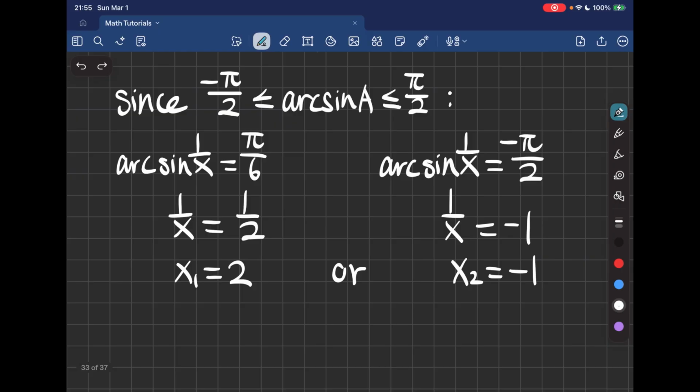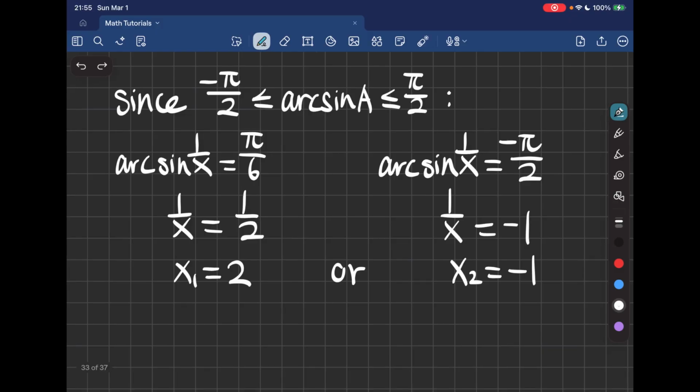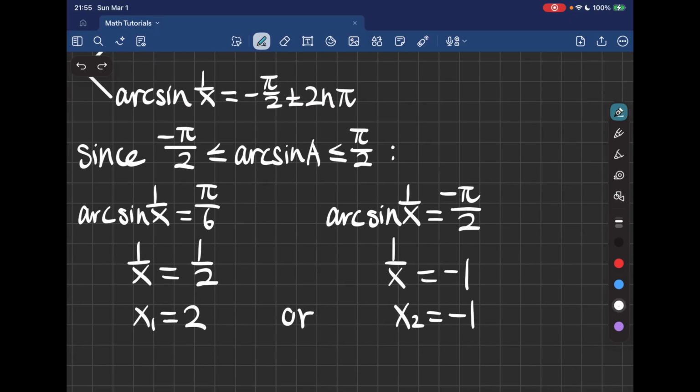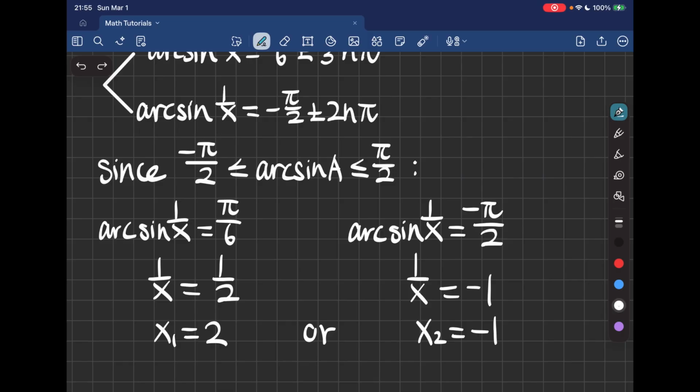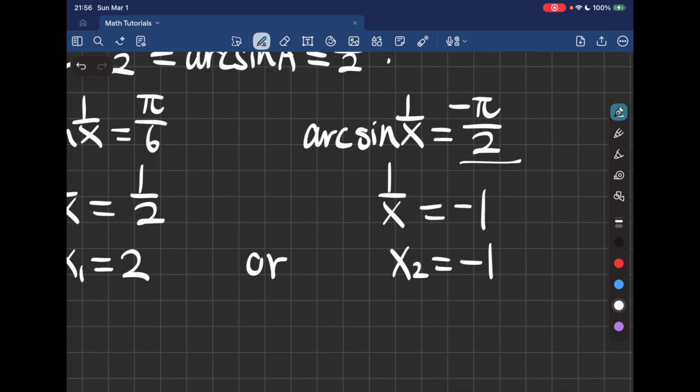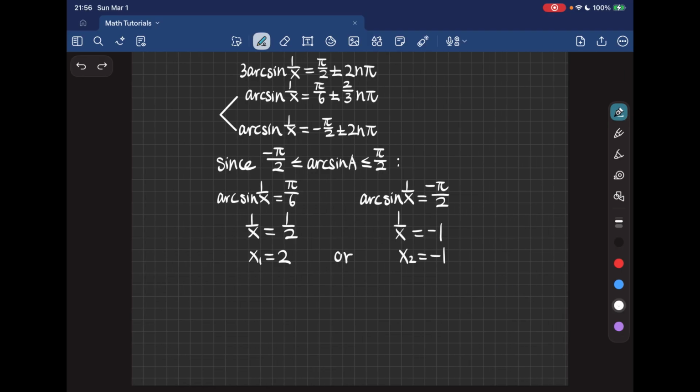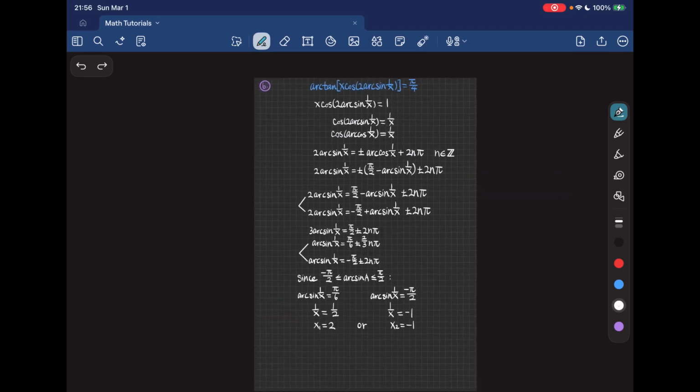And so that means 1 over x equals sine pi over 6, which equals 1 over 2, and so x1 equals 2. And similarly for the other possibility, the only value you can have is negative pi over 2, because if you have n equaling 1, 2, 3, 4, 5 or something, then the values will go beyond the domain and be unavailable, so you can only have this. And so sine of negative pi over 2 equals negative 1, and 1 over x equals negative 1, then x2 equals negative 1. And they are correct if you go back and check them.